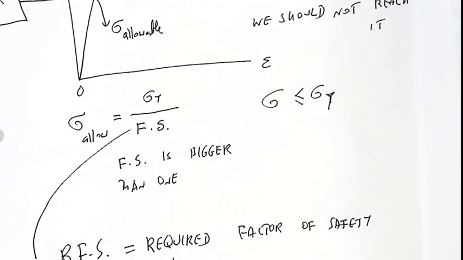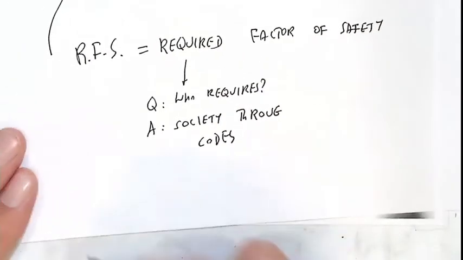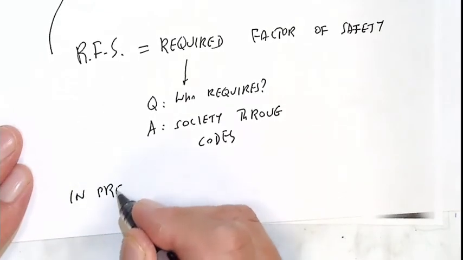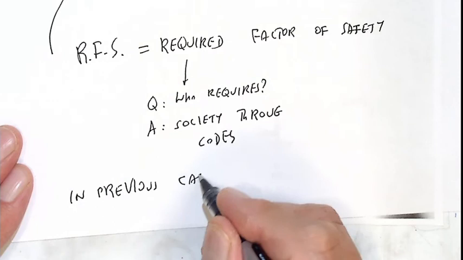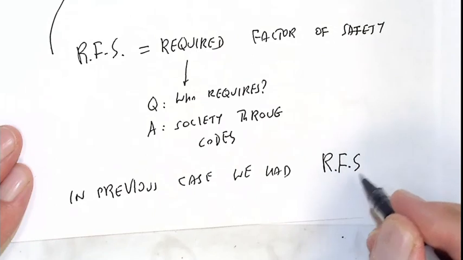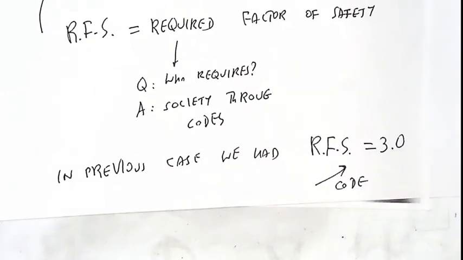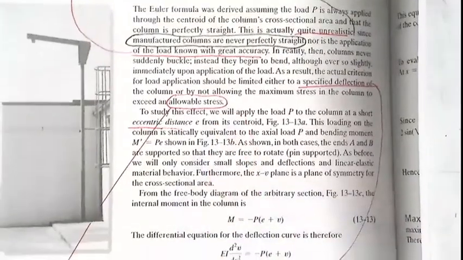In one of the particular cases, in the previous case, we had required factor of safety equals 3. So that came from the code. Any questions? So if not, then that is allowable stress.